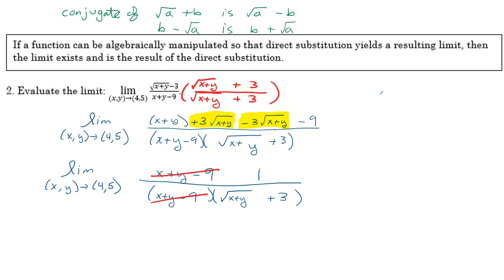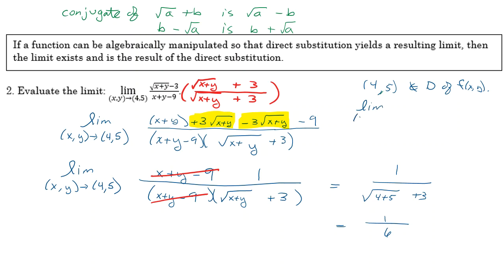Now let's try direct substitution. All right, so I get 1 over the square root of 4 plus 5 plus 3. This is looking lovely, which is going to be 1/6. So even though the point 4, 5 is not an element of the domain of f of x, y, the limit as x, y approaches 4, 5 does exist. Matter of fact, it's 1/6.